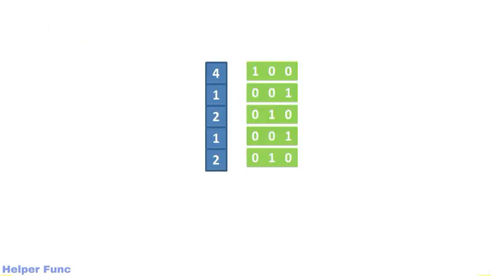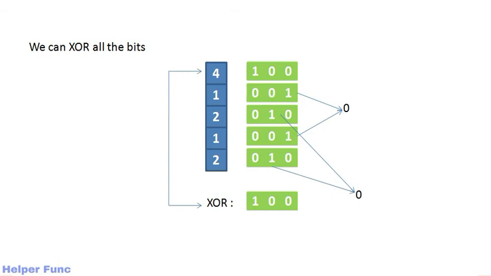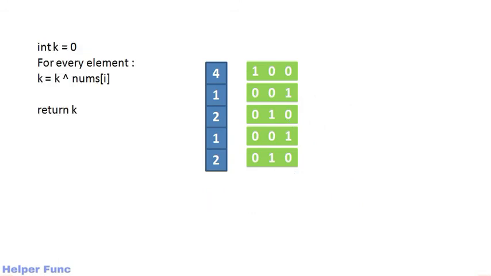Now looking at the broader picture, as we have been given that every element appears twice in the array except for one, all these similar elements will cancel out each other when we perform a XOR operation, as these two ones will become 0 and these two ones also. Thus we can XOR all the elements and all the similar elements will cancel out each other, and what will remain is the unique number, which is our answer. So we take an integer k and initialize it to 0. Now for every element in the array, we will perform its XOR operation with k, and finally we will return k as our answer.